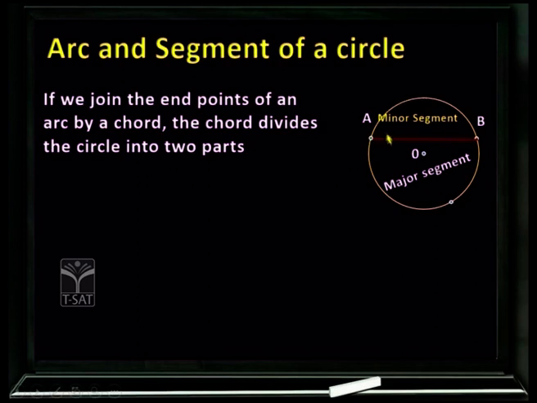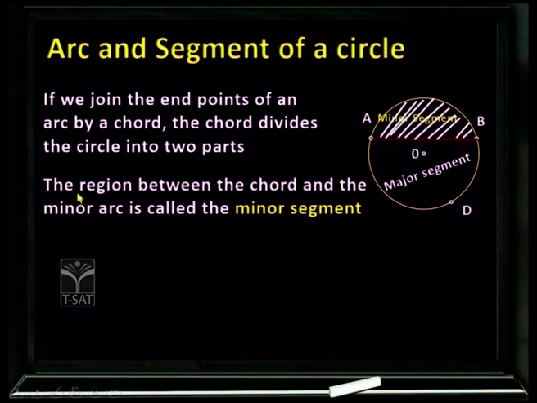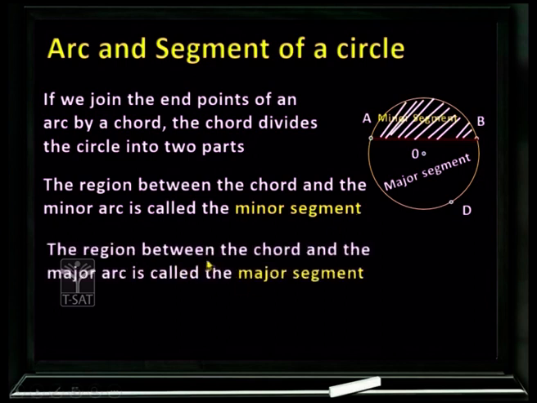How do we define which one is a major segment and which one is a minor segment? That depends on the size of the arc. If it is a minor arc, the segment will be a minor segment. If it is a major arc, then the segment will be a major segment. The region between the chord and the minor arc is called the minor segment and the region between the chord and the major arc is called the major segment.